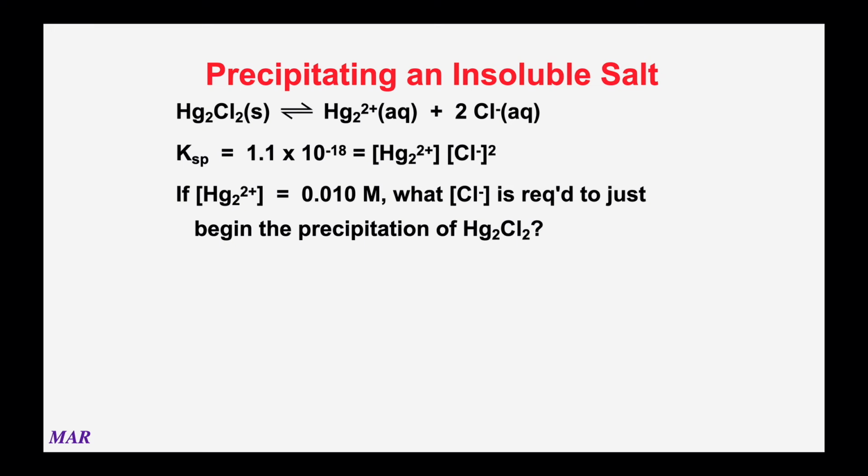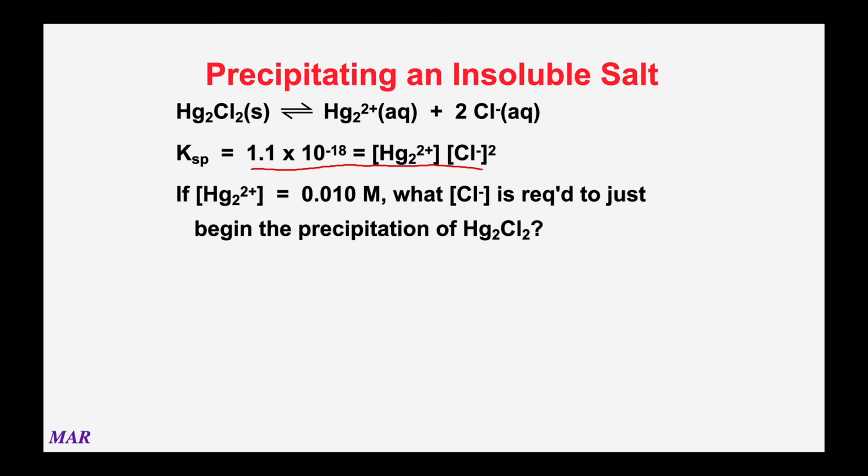Well, if the mercury 2+ is 0.010, and we know that Ksp, the 10 to the minus 18th number, equals the mercury times the chloride ion squared, I wonder what chloride ion concentration, moles per liter, is required to begin precipitation of this Hg2Cl2 salt. And that's a really, really good question. This problem, when you see it, is a pretty easy plug and chug. You put the right pieces in the right equation and out the answer will come. But at first it can be kind of weird to see.